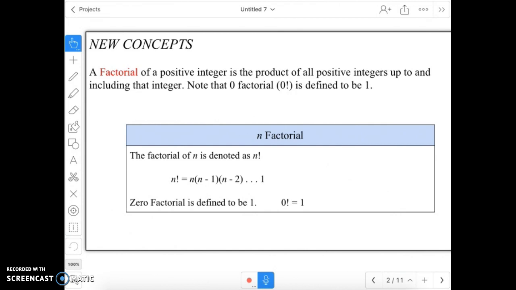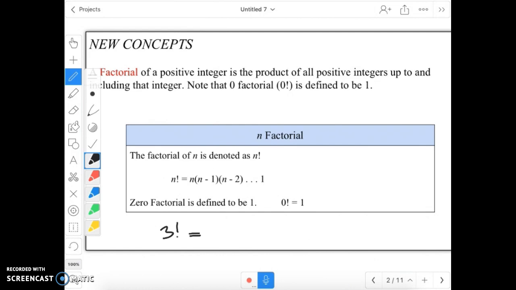So what that means, just if I was going to give you a quick example, if we had 3 factorial, that just means that's going to be 3 times 2 times 1. So if you had 100 factorial, that would be 100 times 99 all the way down to 1. So 3 factorial would give us 6.